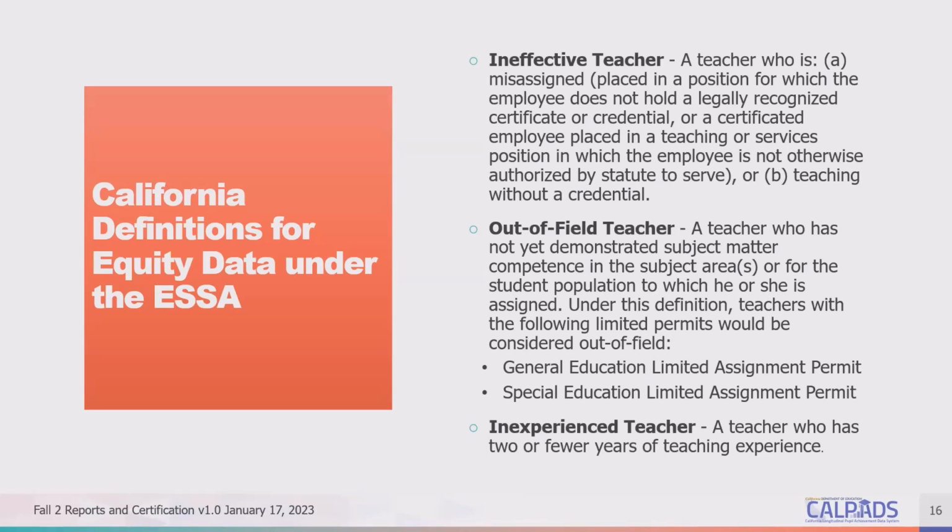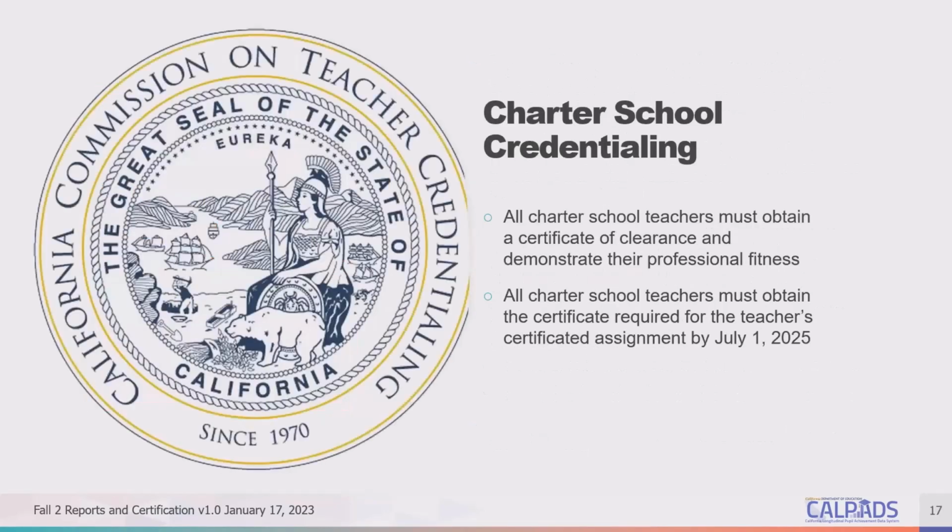Out-of-field teachers: a teacher who has not yet demonstrated subject matter competence in a subject area. And then inexperienced teachers, this is our state's definition: a teacher who has 2 or fewer years of teaching experience.